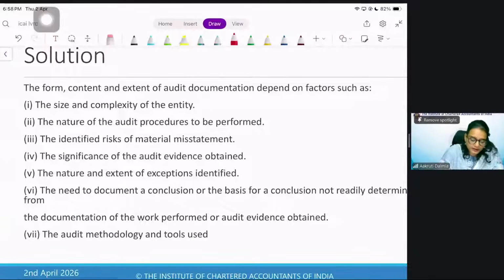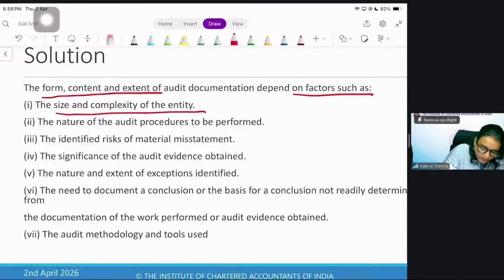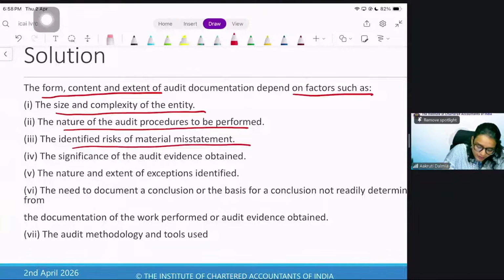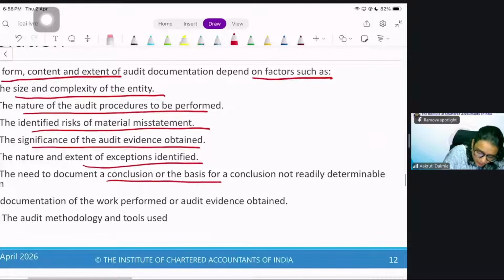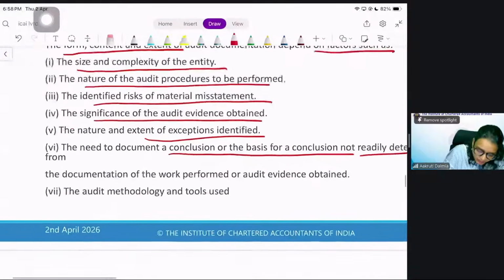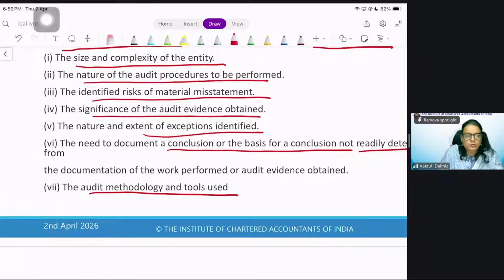The form, content, and extent of documentation depends on many factors, like size and complexity of the entity, nature of audit procedures to be performed, identified risk of material misstatement, audit evidence obtained, exceptions identified, documenting of conclusion or conclusion not readily determinable, audit methodology and tools used.